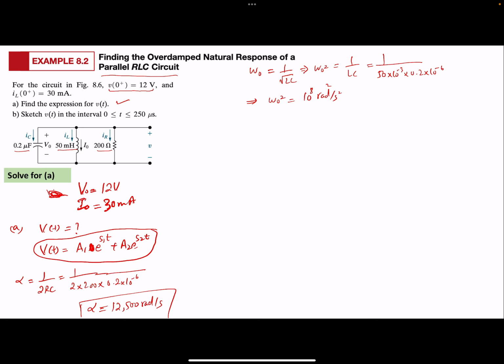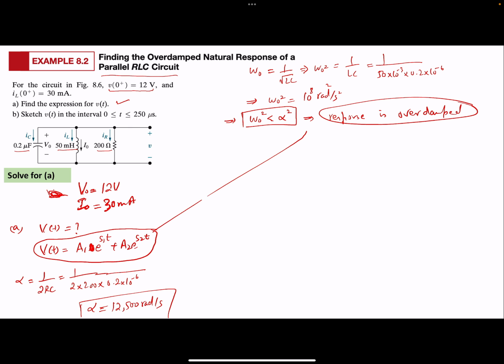Now we can see that since my omega naught squared is less than alpha squared, once I find S1 and S2, I'm going to realize that both of them come out to be real and distinct. Omega naught squared less than alpha squared means that the response is overdamped. And if the response is overdamped, I can use this equation. Let's find the roots, S1 and S2, and then A1 and A2.